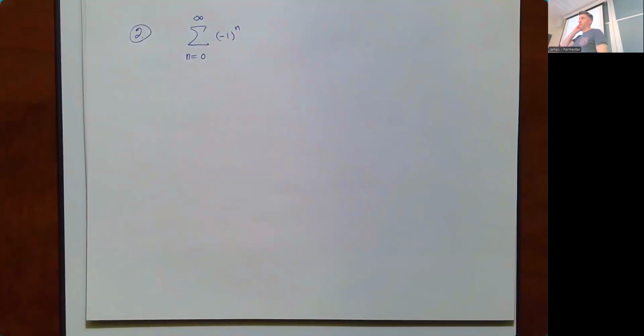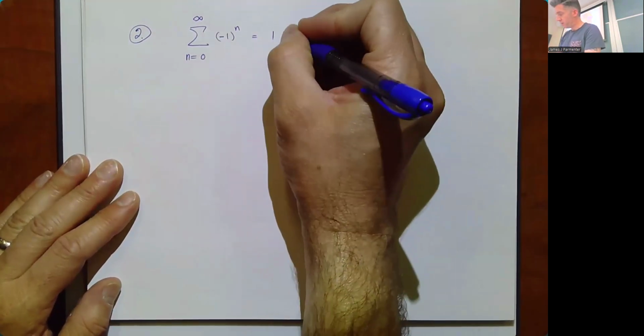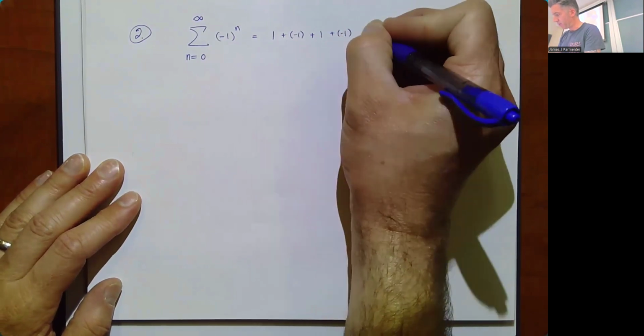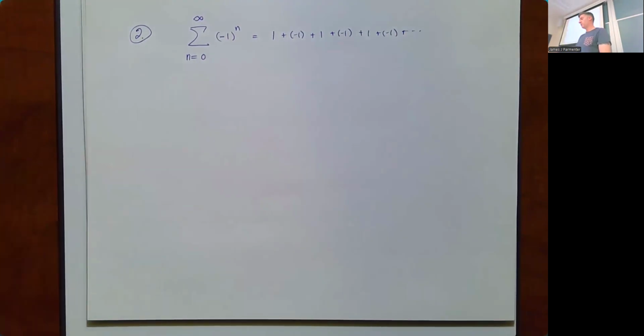So I start writing out terms. I get 1 plus -1 plus 1 plus -1 plus 1 plus -1. And it just keeps going this way. And so this is where you might be able to convince yourself of the wrong answer. You might say, well, James, it's always going to be 0. Because 1 plus -1 is 0 and do that forever. But here's what we really have to do to correctly observe what's happening.